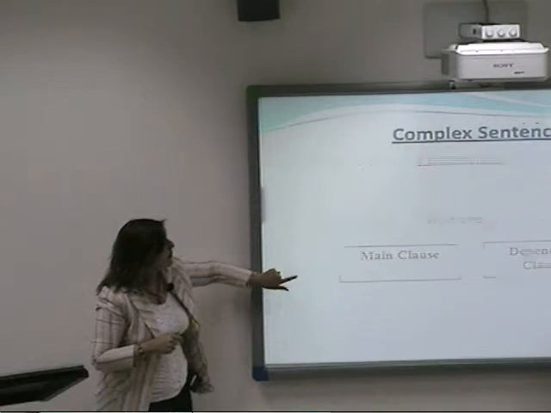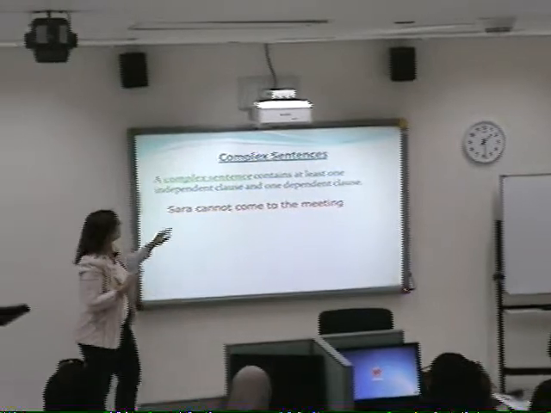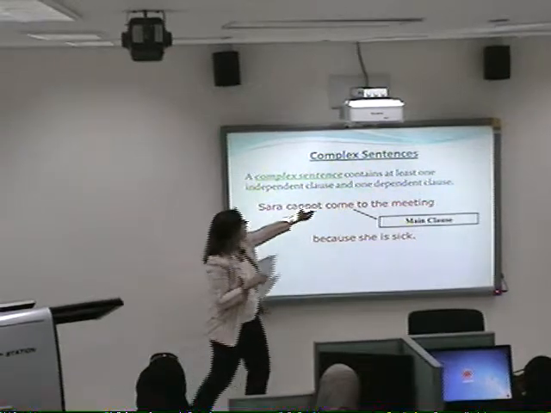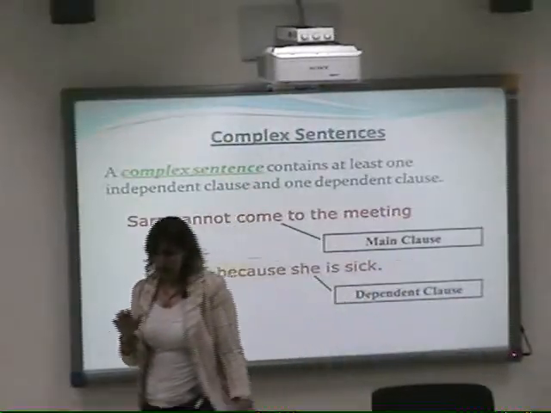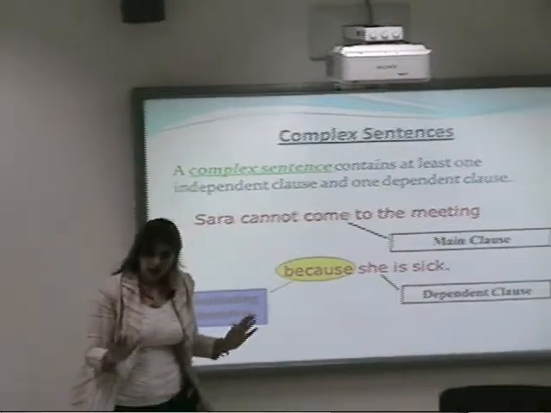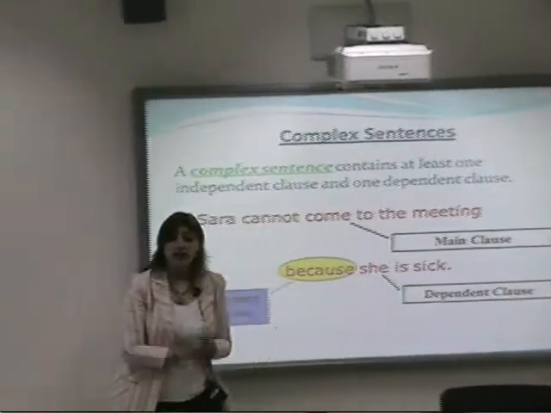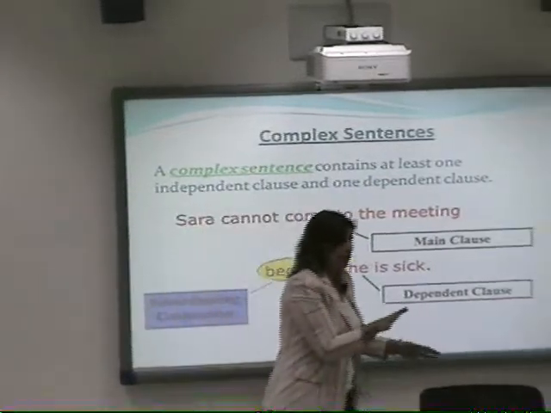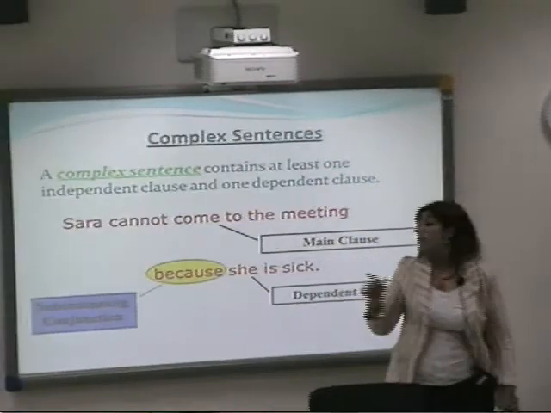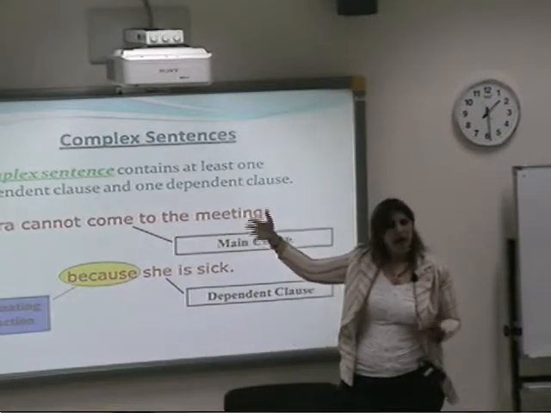The third type of sentence is a complex sentence. A complex sentence contains one independent, one main, and one dependent clause. Like, Sarah can come to the meeting. This is the main clause. Because she's sick, can we say because she's sick and stop? Or because Sarah is sick, can we stop? No. Even if you start with because, you need to complete the meaning by using a main clause.